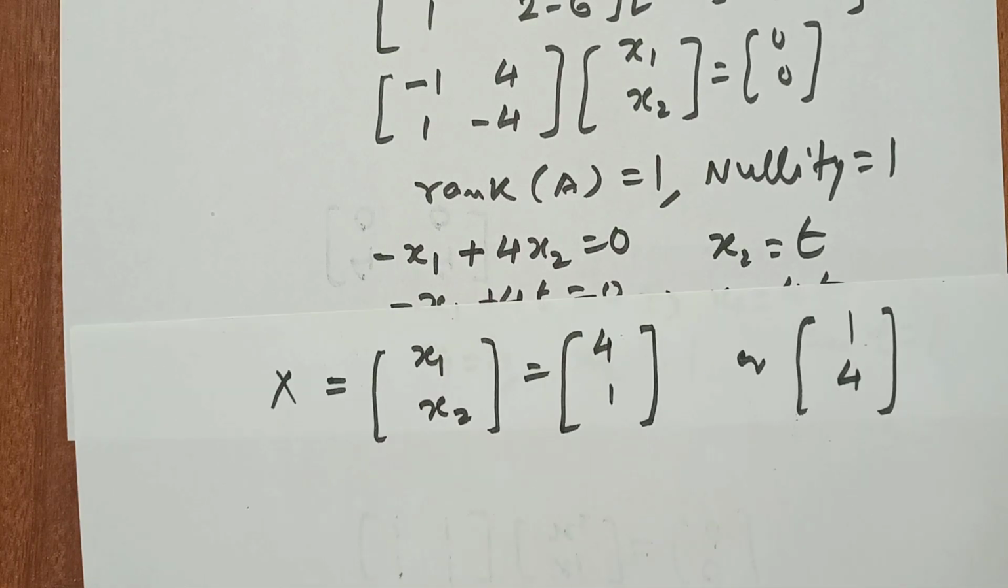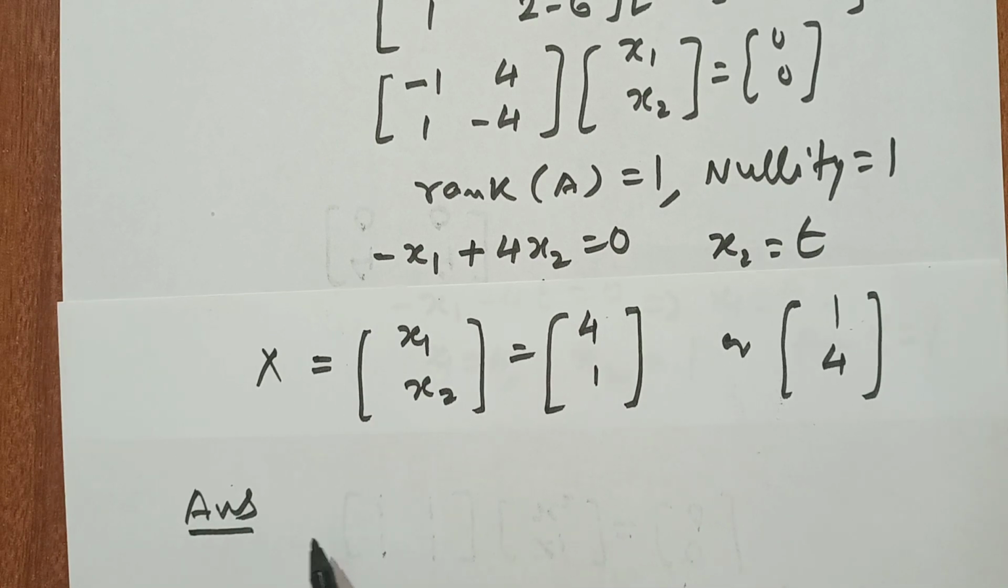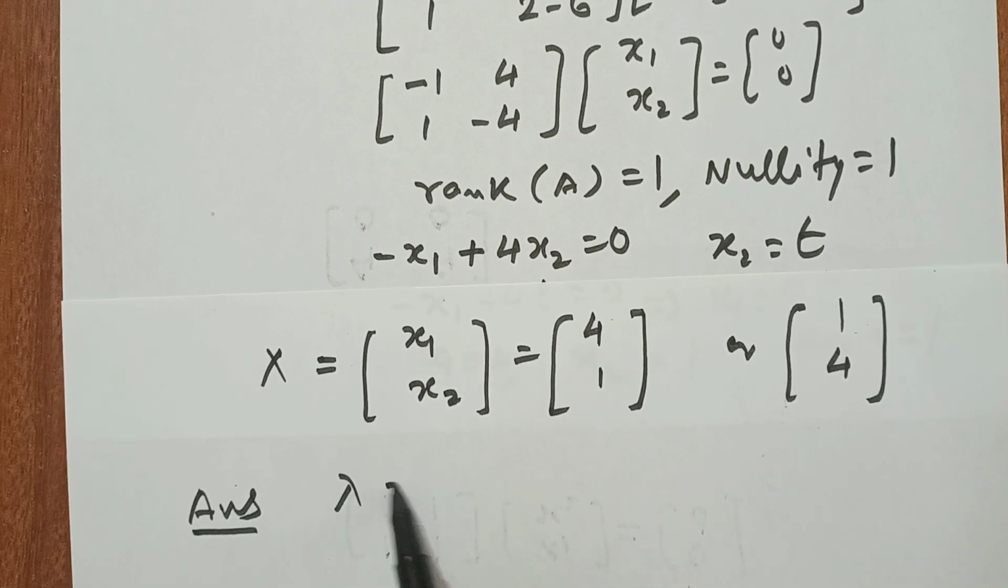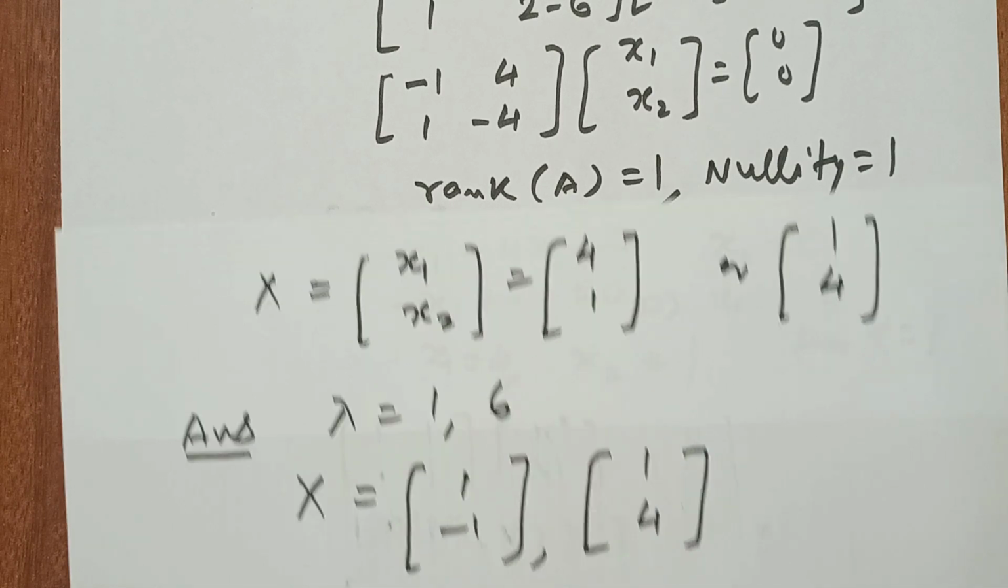Therefore our answer is: the eigenvalues are 1 and 6, and the eigenvector x is equal to, first we get 1 minus 1 and second 1 4. So this is the answer.